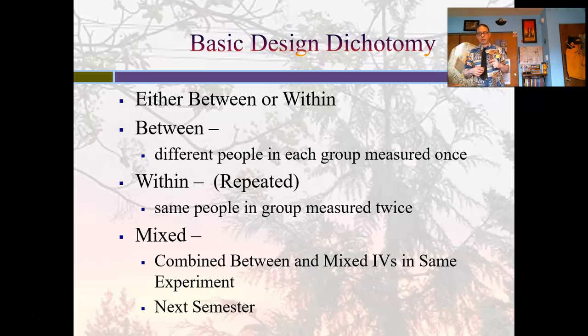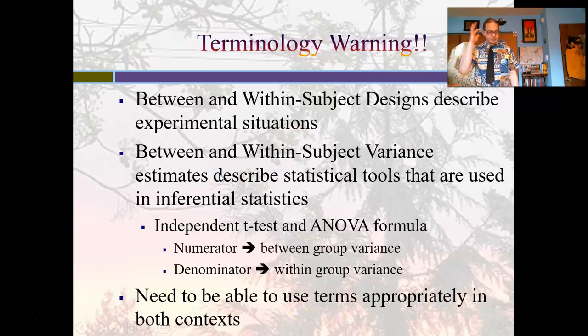Within, or repeated, means that the same people are measured twice, or more than twice if the design is more complex. We can also have mixed designs where we combine factors that are between with factors that are within. So we might manipulate something and then have somebody do it 4 times, and those 4 times are a repeated factor, but then they either do this or that, and that's a between factor. We will deal with mixed designs mostly next semester.